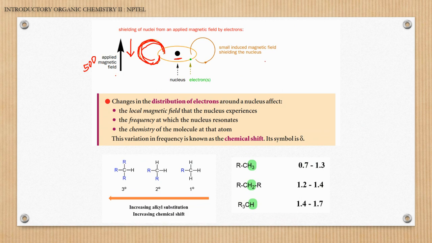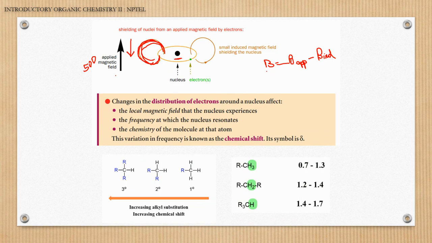But what it will feel is that the magnetic field is now equal to the applied magnetic field which you have applied already, right, minus the induced magnetic field which is getting generated due to the electron density surrounding the nucleus.